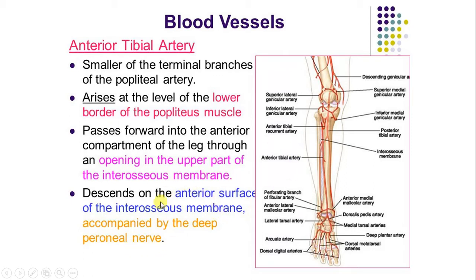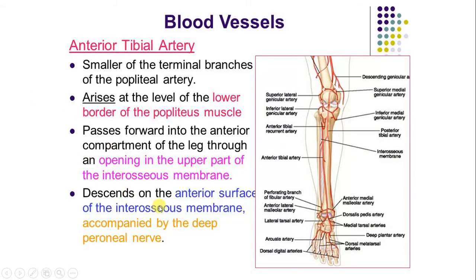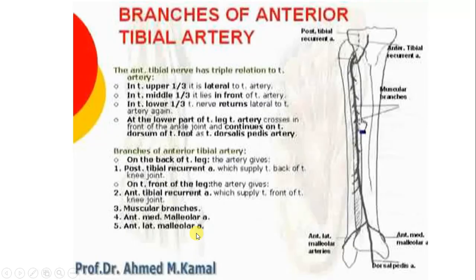The deep peroneal nerve has a very important relation with the anterior tibial artery. As the artery runs down on the anterior surface of the interosseous membrane, it lies deep under the muscles of the anterior compartment of the leg. As I mentioned, this artery is accompanied by the deep peroneal nerve and lies on the anterior surface of the interosseous membrane, so its important relation with the deep peroneal nerve should be understood completely.